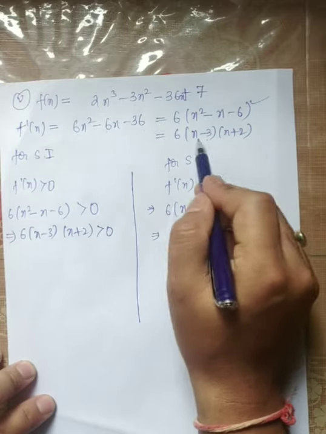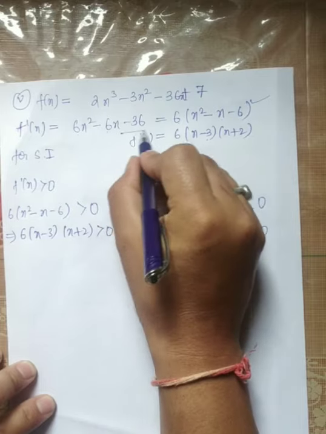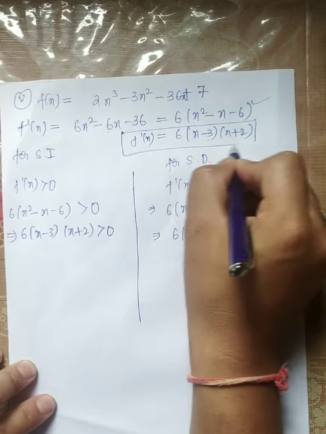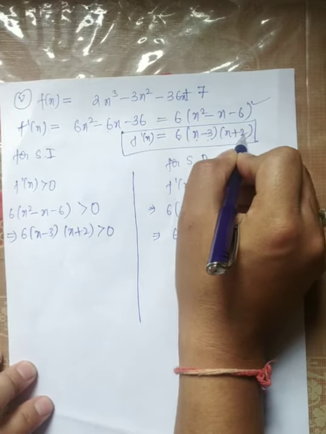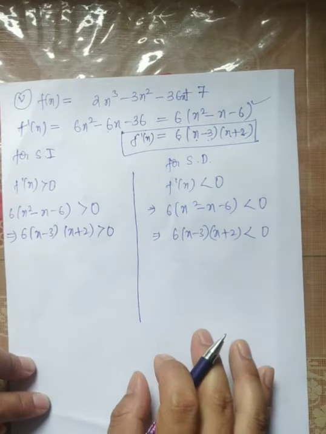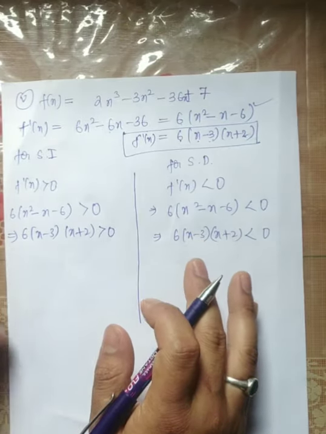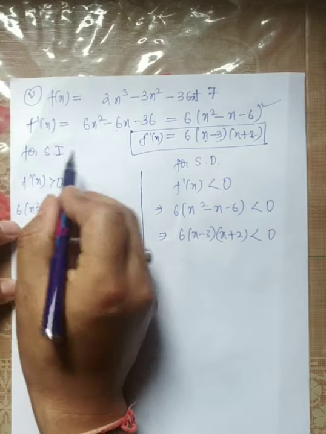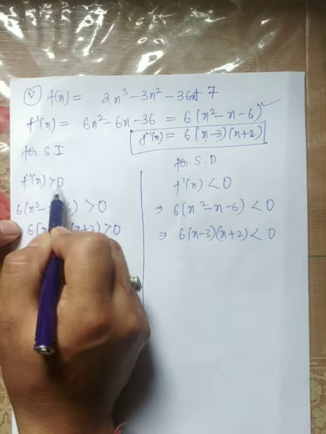In the factorized form, I'll get f'(x) equals 6 into (x minus 3) into (x plus 2). Okay, so now we need to see for what values of x f'(x) is greater than 0, and for what values of x f'(x) is less than 0. We'll start with strictly increasing. For strictly increasing, f'(x) should be greater than 0, isn't it?